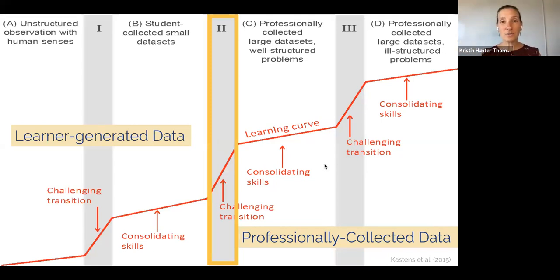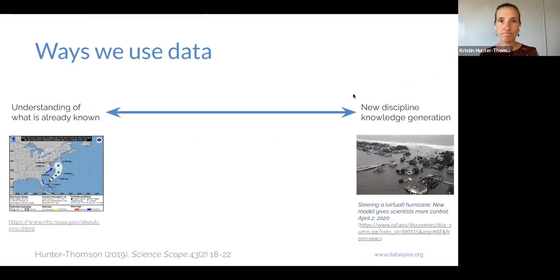And the other thing that I would say is that this is not a linear progression. You do not need to master learner-generated data to work with professionally collected data. In fact, these overlap. Our youngest students should mostly be working with learner-generated data. Our older high school students should be mostly working with professionally collected data because of all those benefits we discussed. But our upper elementary, middle school, lower high school, there is overlap. We can be working with both learner-generated and professionally collected data at the same time.